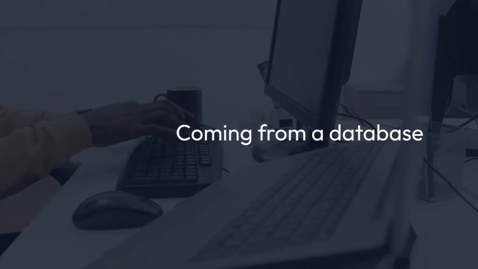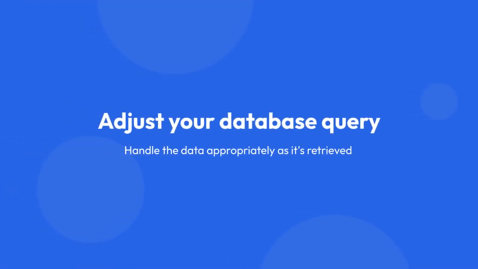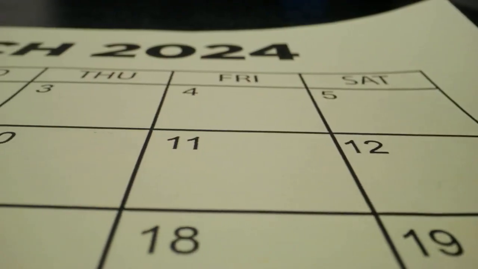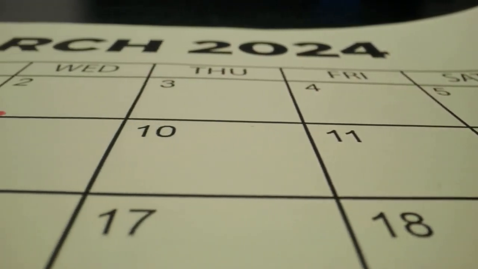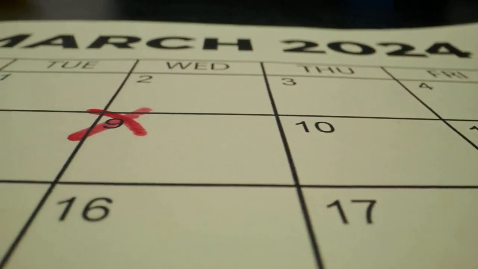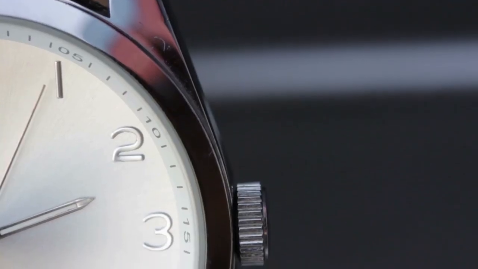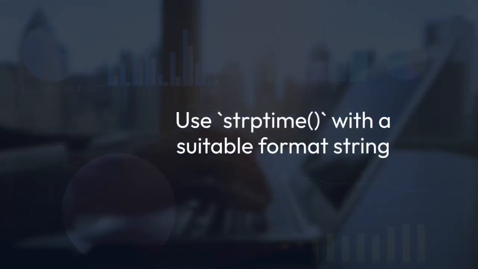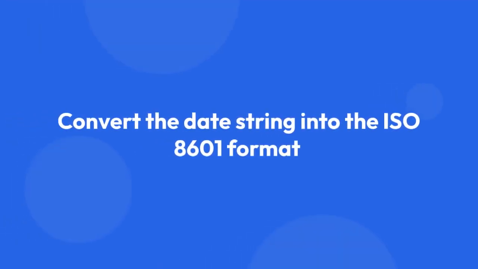If it's coming from a database, you might need to adjust your database query or handle the data appropriately as it's retrieved. Missing or incorrect string formatting. Even if your data is a string, make sure it's in the correct ISO 8601 format. If your string has a different format, for example, October 27, 2024, fromisoformat won't work. You'll need to use strptime with a suitable format string, or find a way to convert the date string into the ISO 8601 format first.